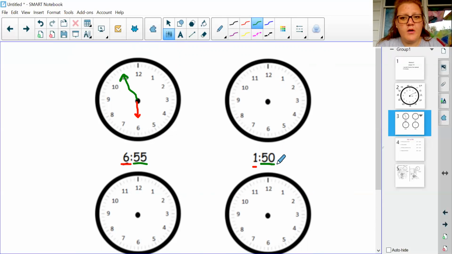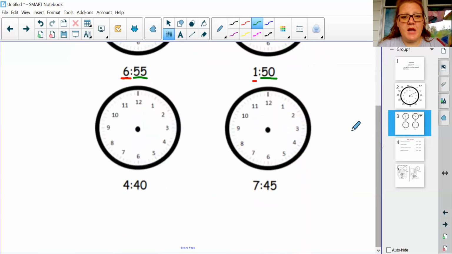All right, again, we're looking for our hour and our minutes. So what hour are we in? The first hour. So remember, our hour hand is shorter. And what minute are we in? The 50th minute of that hour. So our longer hand will be at the 50.